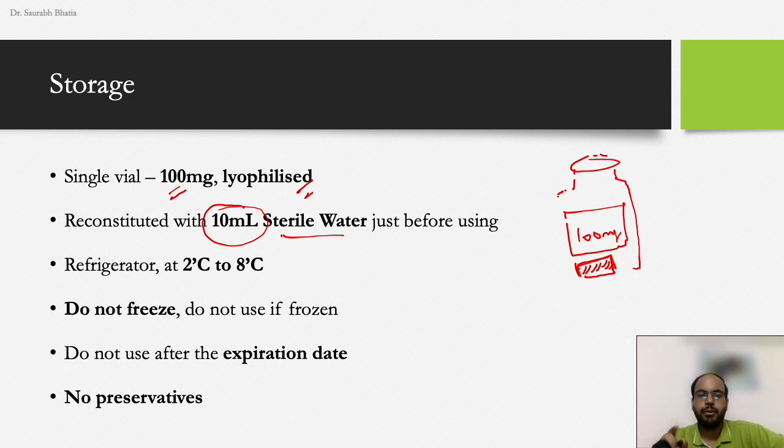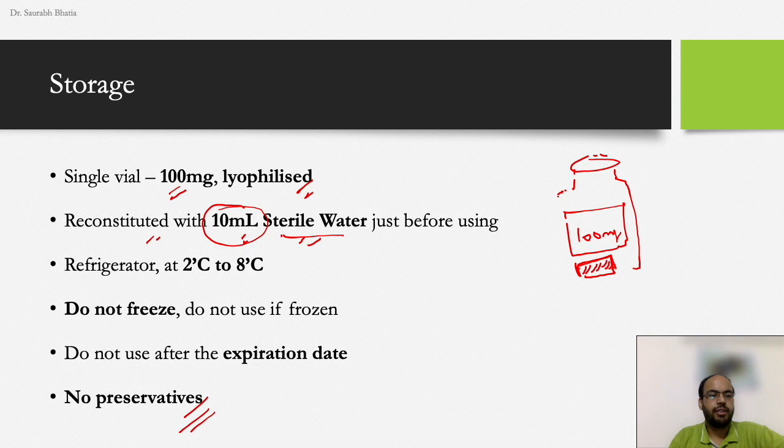There are no preservatives in infliximab, so you cannot make an infusion or dilute it with sterile water and keep it. You have to make sure that just before the infusion, you make up the infliximab. So you reconstitute with 10 ml of sterile water just before using.